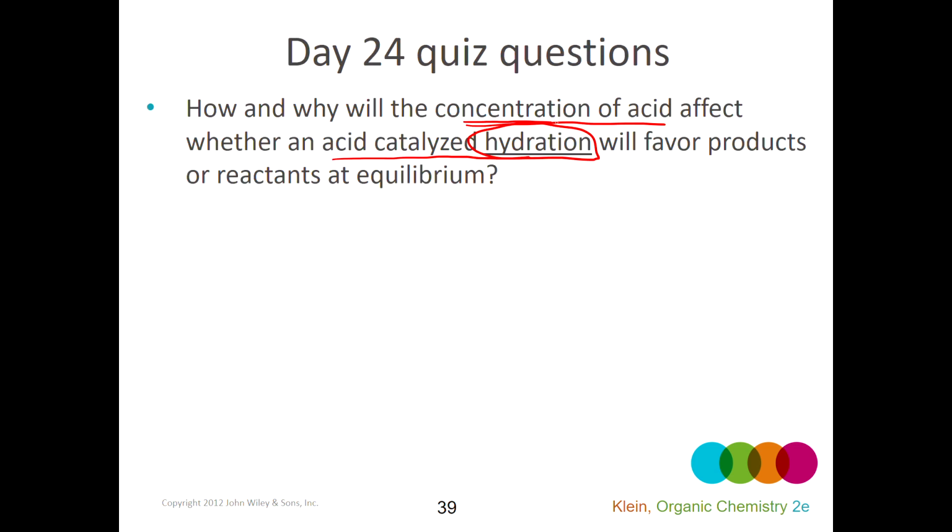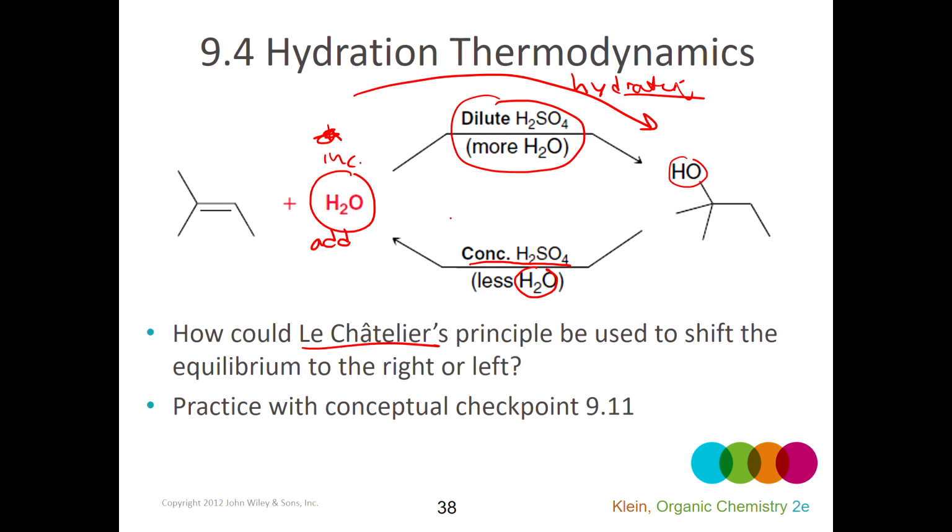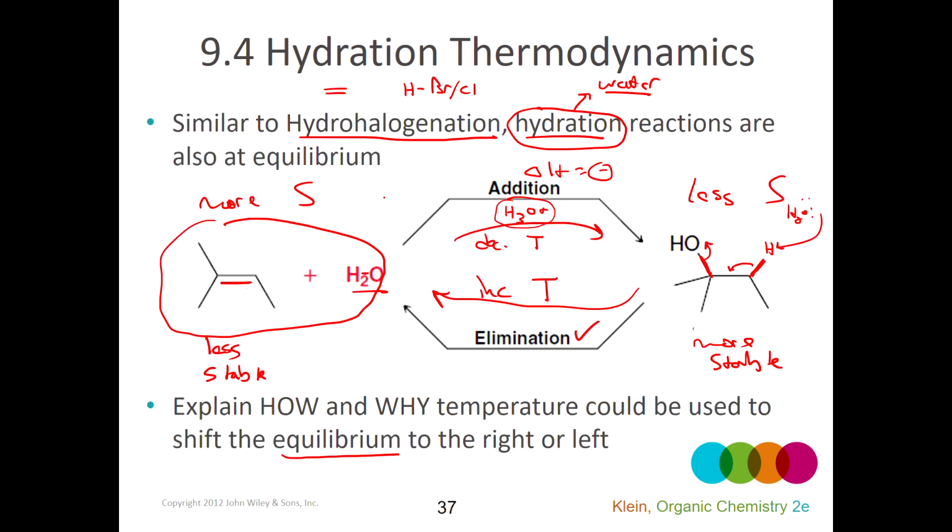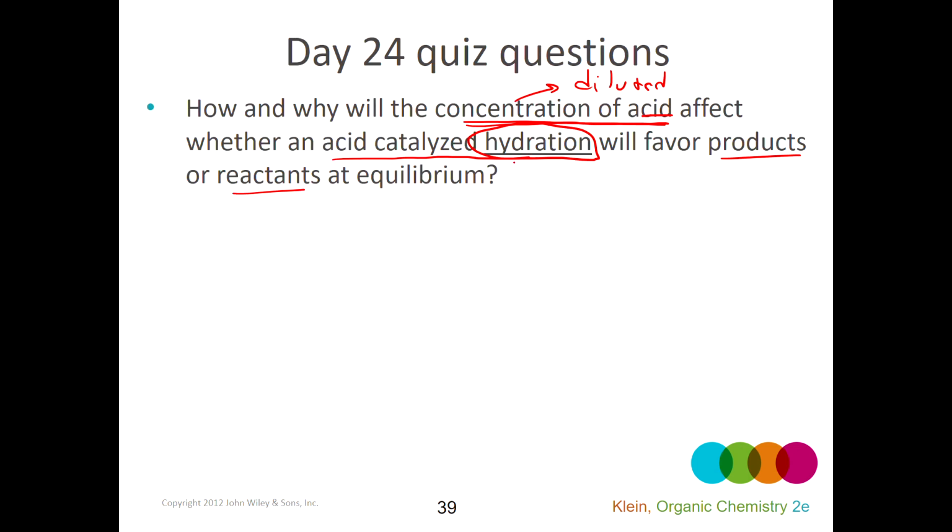So how and why does the concentration of an acid affect whether the hydration favors the products versus the reactants? That's exactly what we just talked about. I want diluted acid, because when I dilute the acid, that means I'm adding more water. And since water is a reactant, it shifts the reaction toward the other side by Le Chatelier's principle. If I wanted it to favor the other side, I would put less water in.